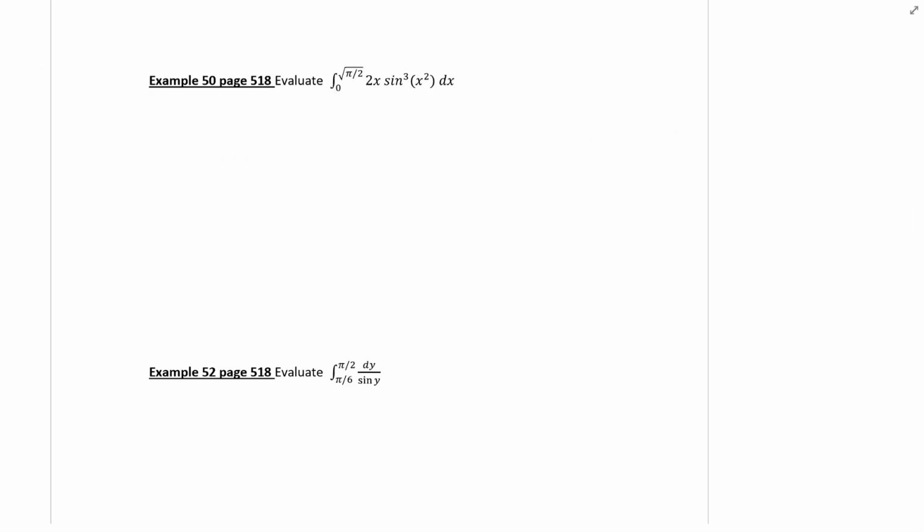Let's take a look at another problem. This one is a definite integral: the integral from 0 to square root of pi over 2 of 2x sine to the third of x squared dx. Let's try u equals x squared. I saw that x squared is the argument of sine, and I'm thinking that the derivative of x squared is 2x, so there might be a connection there.